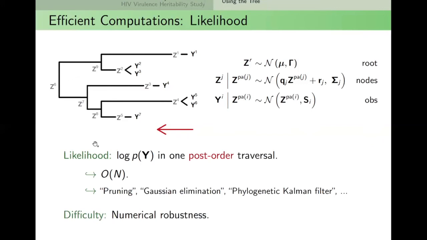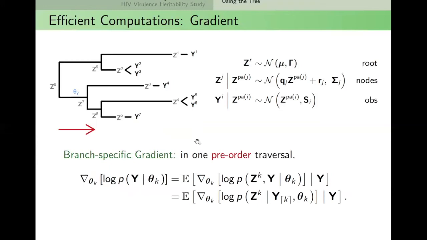Okay, and what's even better is that once you are here, so you do one traversal from the tips to the root, and once you are at the root, you can do another trip back from the root to the tips, and this allows you to compute the gradient of the likelihood with respect to any branch parameter theta k. So any branch parameter here, you can compute its gradient also in a linear time in the number of tips.